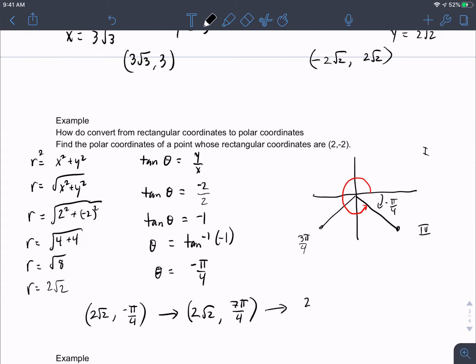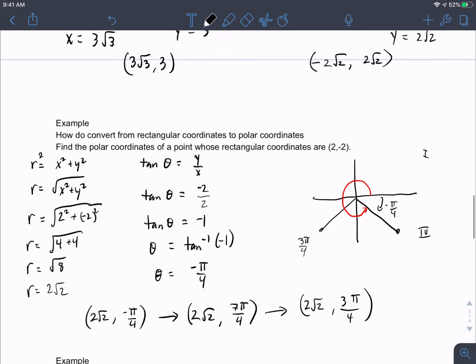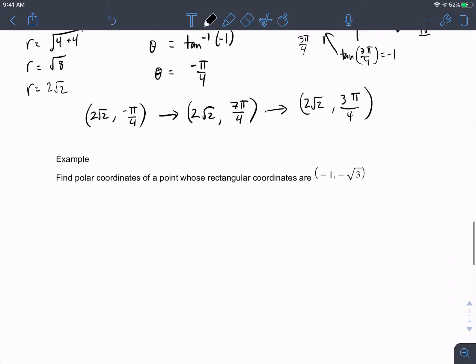Or it could be 2 radical 2 and then 3 pi over 4, because we're in that third quadrant. So these are all 3 possibilities, because this guy, tangent of 3 pi over 4, is -1, along with this being also tan of that angle being -1. Okay, let's do another example.